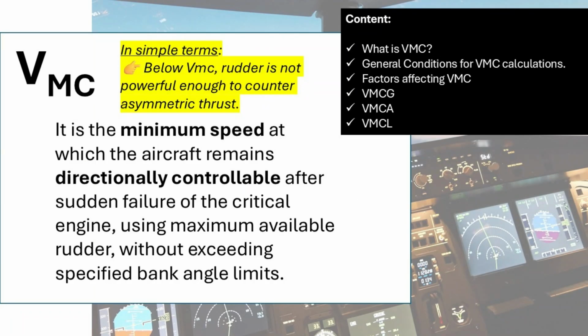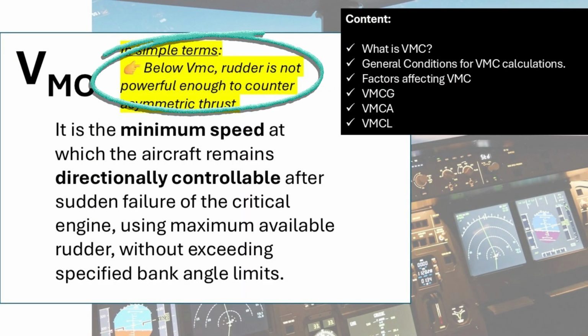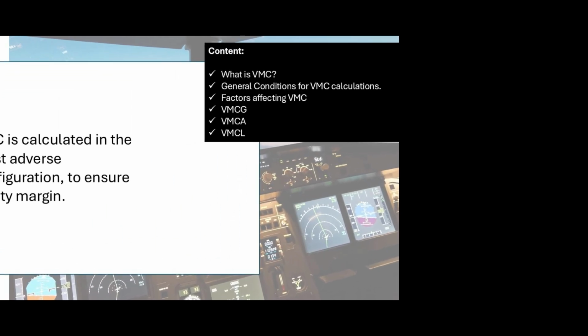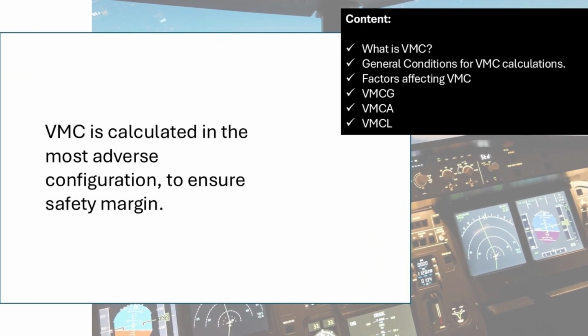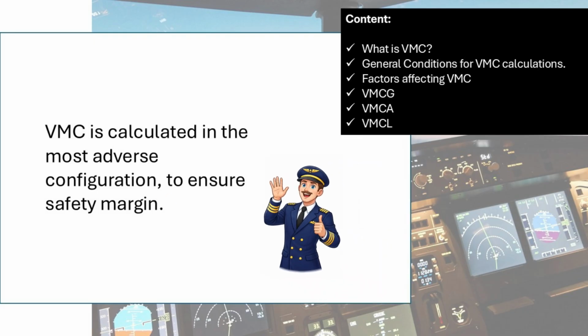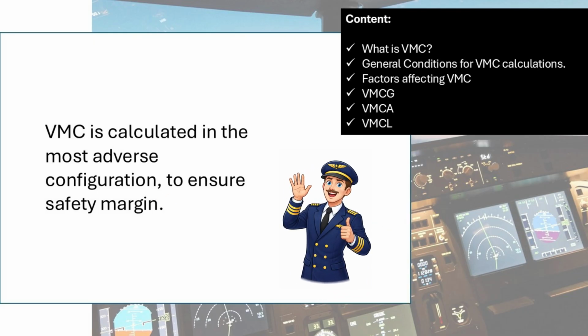VMC is the minimum speed at which the aircraft remains directionally controllable after sudden failure of the critical engine, using maximum available rudder, without exceeding specified bank angle limits. In simple terms, below VMC, the rudder is not powerful enough to counter asymmetric thrust. VMC is calculated in the most adverse configuration, to ensure an adequate safety margin. We will discuss this concept in more detail later in the video, with specific reference to VMCG, VMCA, and VMCL.